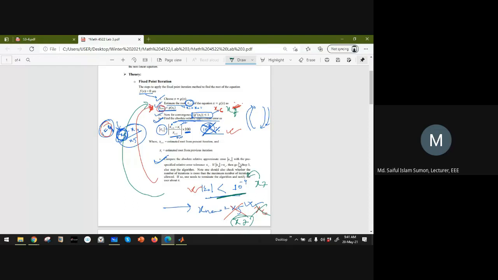So my n is not fixed here. It may take 1,000 times, it may take 2 times. So depending on the value of the x4 error, my iteration will go on.